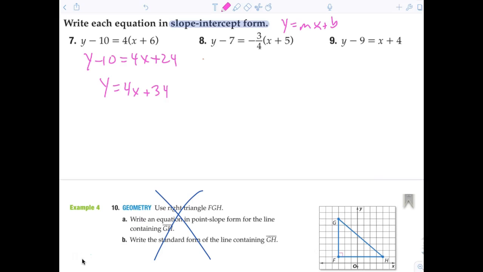No, it's just a different form. Do you agree? We were doing just what? Standard. Now the directions say slope-intercept. All right? You have to know the difference. Good? I see 34.